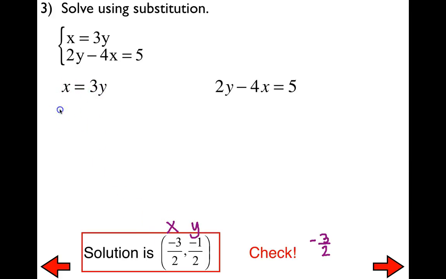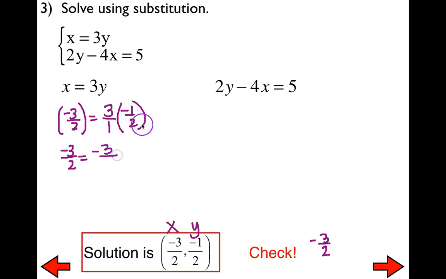X is going to be our negative 3/2 equals 3. Again, since we're working with fractions, let's make 3 into a fraction and multiply by y, which is negative 1/2. And I'm just going to check my work. This is going to stay negative 3/2. Here, positive times a negative is a negative. 3 times 1 is 3. 1 times 2 is 2. This one checks out.